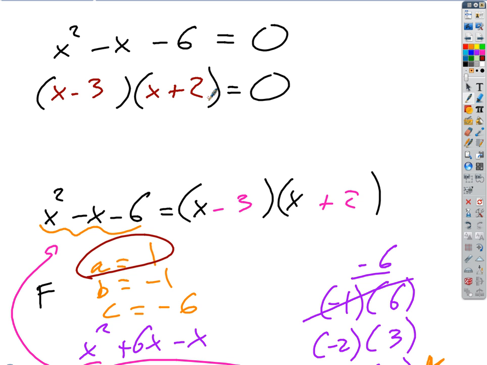Here's why. Because if I can take this original quadratic expression that's written as a sum of 3 terms, and I can break that down into smaller pieces, a product of smaller pieces, and that product is equal to 0, I know that the only way that can happen is if either the first factor is equal to 0 or the second factor is equal to 0. That's a pretty good trade.